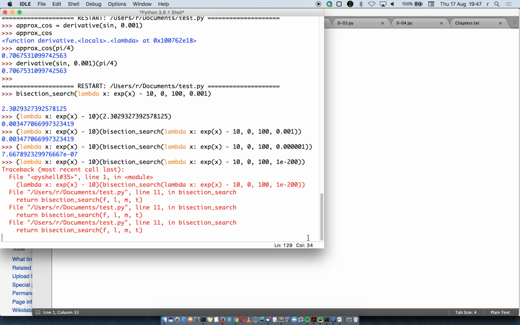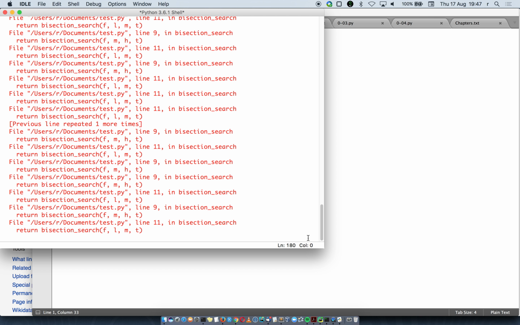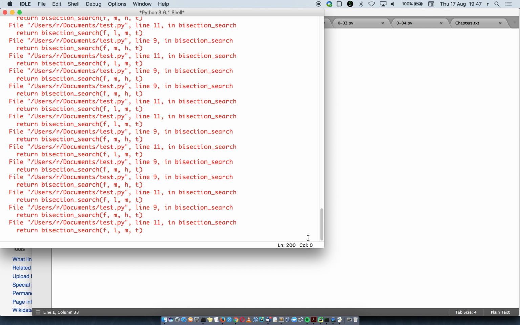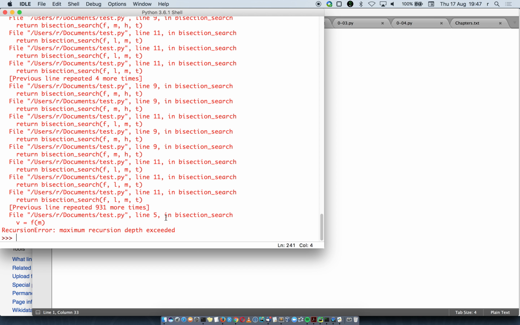And what happens now? Oh, come on. What do you think happened? You get this, right? Maximum recursion depth exceeded. What do you think this means? All right. What do we mean by too much recursion?